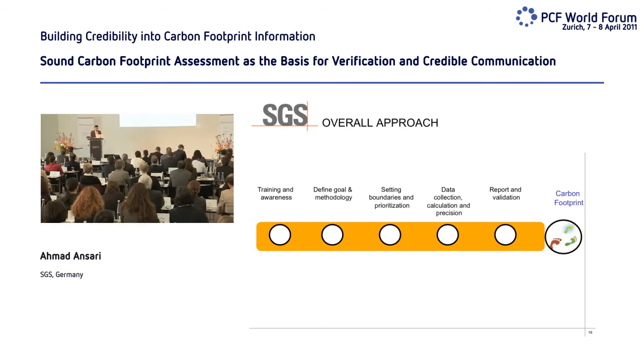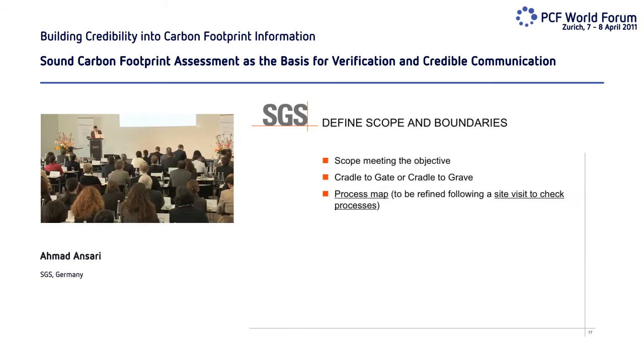In terms of scopes and boundaries, really make clear that your scope is meeting the objective. And when you are making a process map, you should arrange and conduct a site visit wherever possible, at the site where it is conducted at the supplier level, to really verify and check that the process map is in conformity with the actual process happening. That is really the key issue.